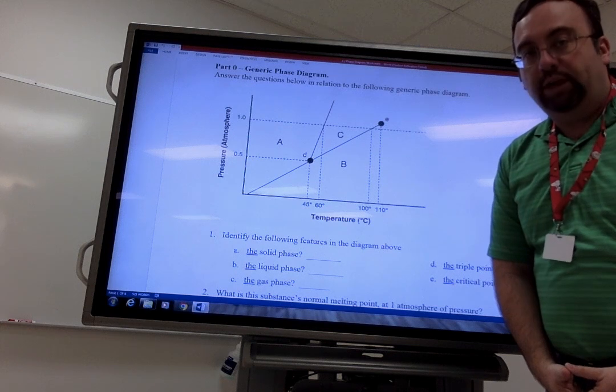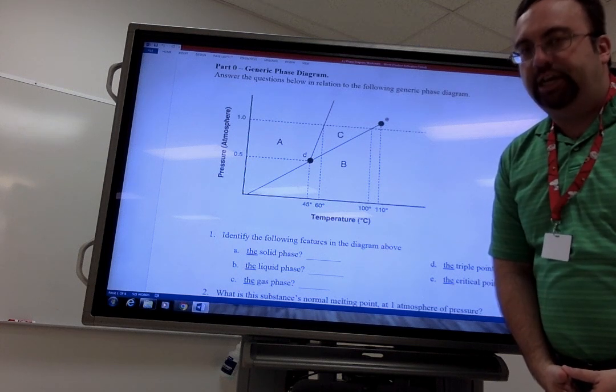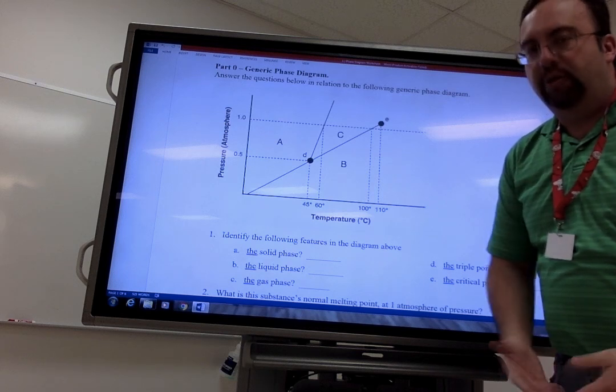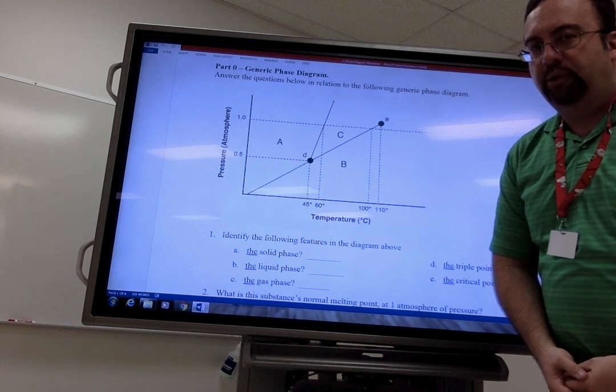And so what I'd like you guys to do then is to go ahead and do the back side of the sheet. Again, it'll give another phase diagram. It'll ask a few questions based upon that. And so make sure that you do that, and so it'll count as a grade.